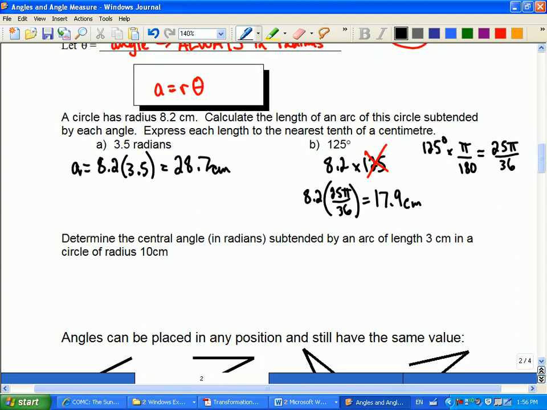Determine the central angle in radians. This time I'm telling you it has an arc length of 3 centimeters, but the circle has a radius of 10 centimeters.